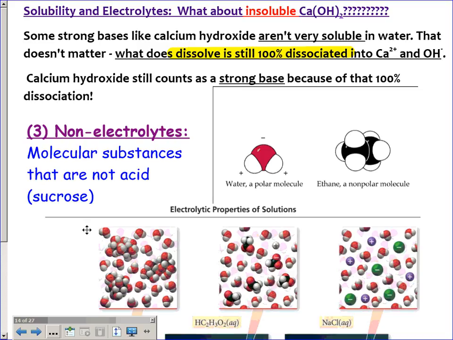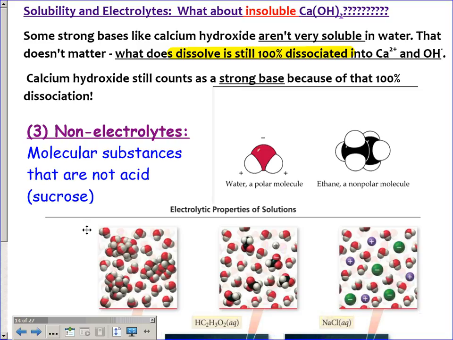Okay. Let's go ahead and talk about non-electrolytes, and I'll come back up here. Non-electrolytes, they're not ions. 0%. Nothing. Okay. Sucrose, anything molecular like that, does not ionize. But it's not that they're weak electrolytes, they're non-electrolytes. There's a distinct difference there. Good with that? Vocabulary. Okay.